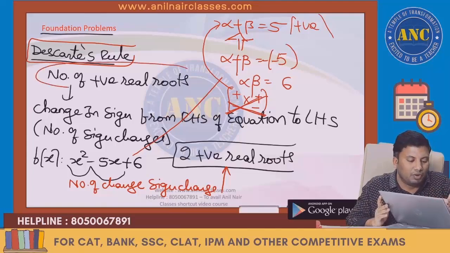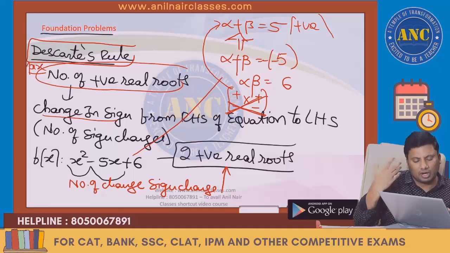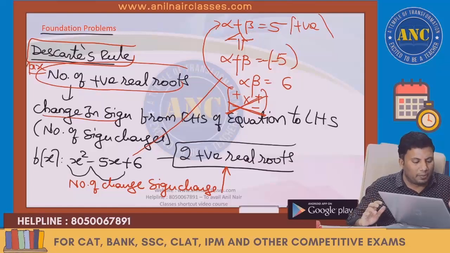Descartes will give you the maximum number of positive real roots, right? If there is a change in sign. Somebody asked me a doubt, so I thought I will discuss that one. Why do sign changes give you positive real roots? I hope it is clear.